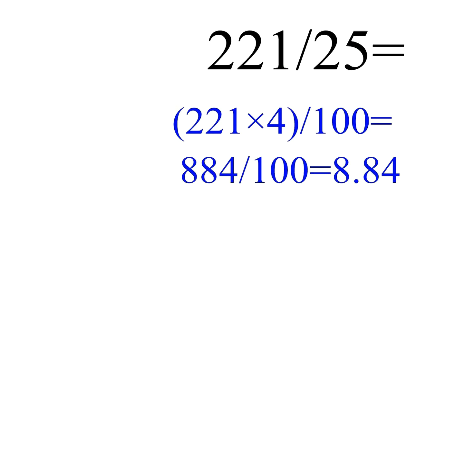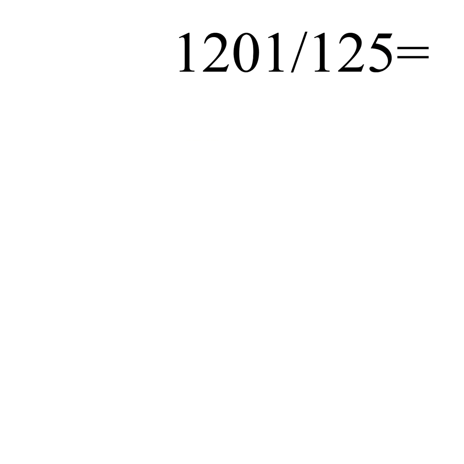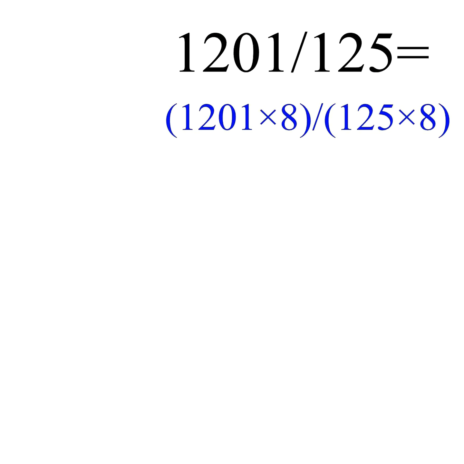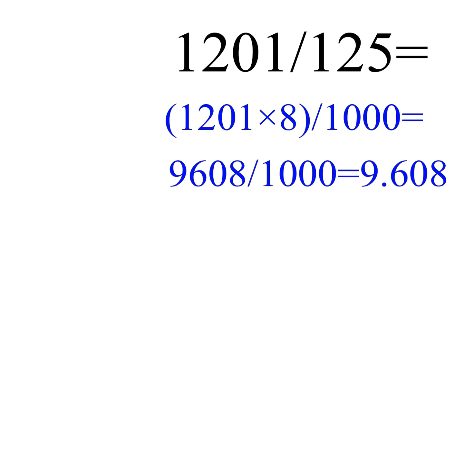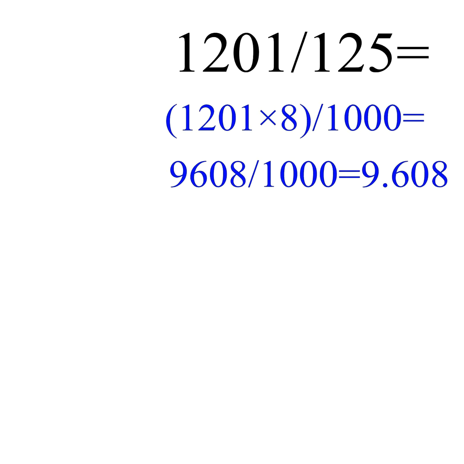Okay, here's another example, and it is dividing by 125. And here we multiply the numerator and the denominator by 8. And 8 times the denominator would be 1000. So we turn dividing by 125 into dividing by 1000, which is way easier again. Denominator times 8 would be equal to this, 9608. And to divide it by 1000, we just put the decimal point before the third digit.